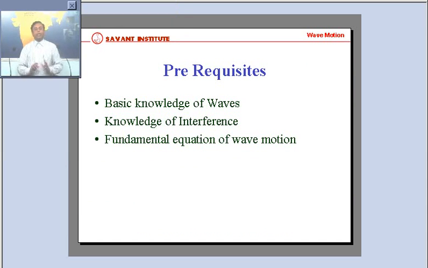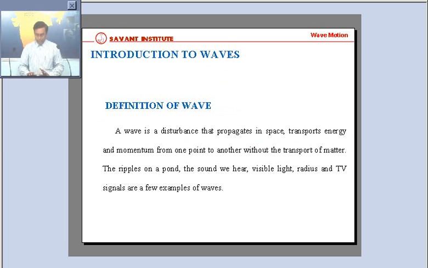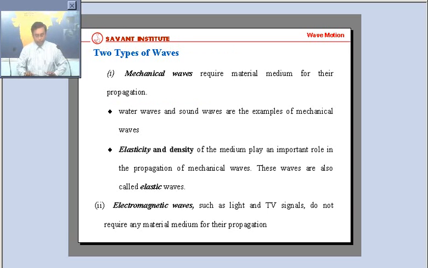To understand the class there are certain prerequisites which are listed here. For example, basic knowledge of waves, interference, and a little bit of idea of the wave equation. We go into the actual topic where we introduce the topic, we get into the definition, and we see certain intricacies in the definition. For example, a wave traveling without matter traveling. Now how does that happen really? So for that we can take up some real life examples. For example, a demonstration using a string wave.